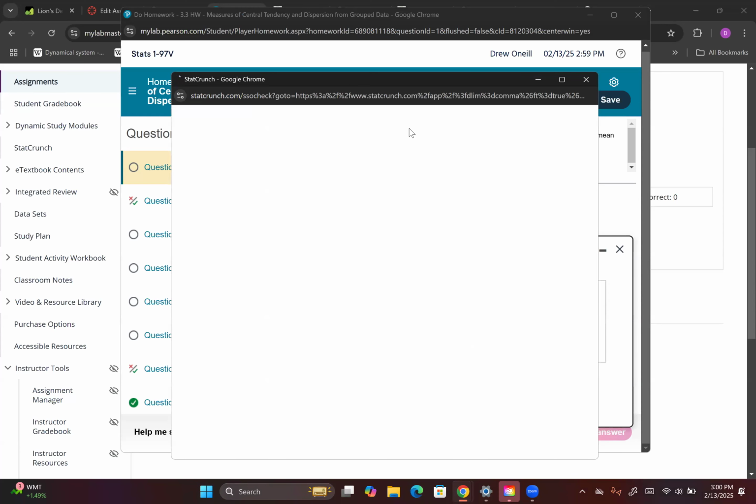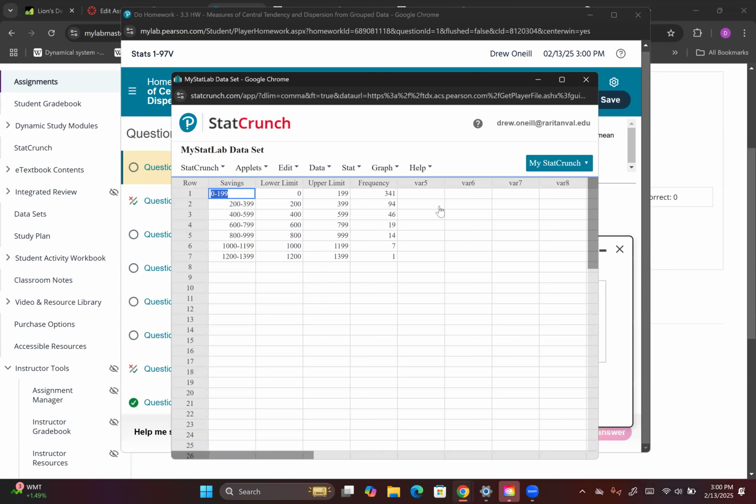So we're going to fill in the midpoints ourselves. The first one is 100. We're going to name the column mid in StatCrunch, and they all go up by 200. So the next one is 300. Oh, I can't use tab, I have to use enter. 500, 700, 900, 1100, 1300.